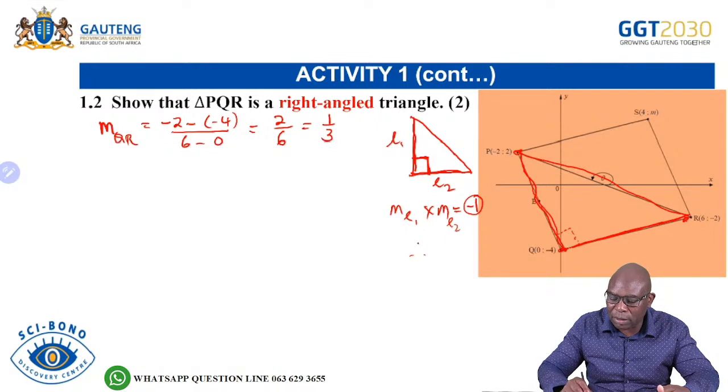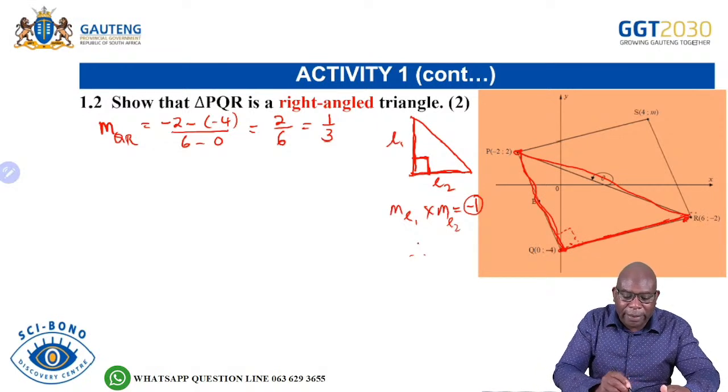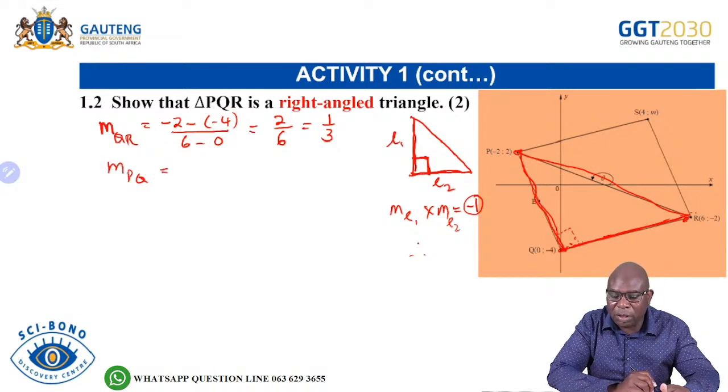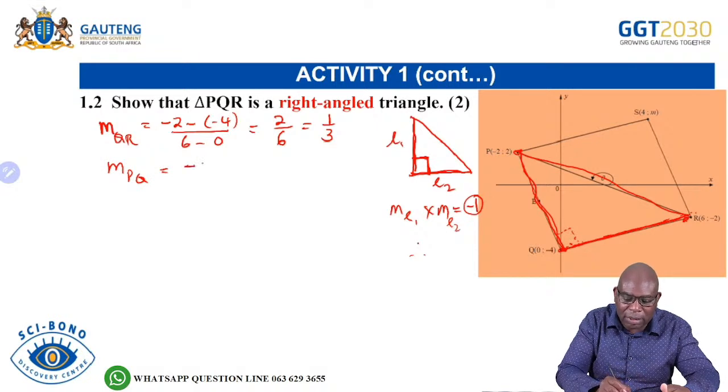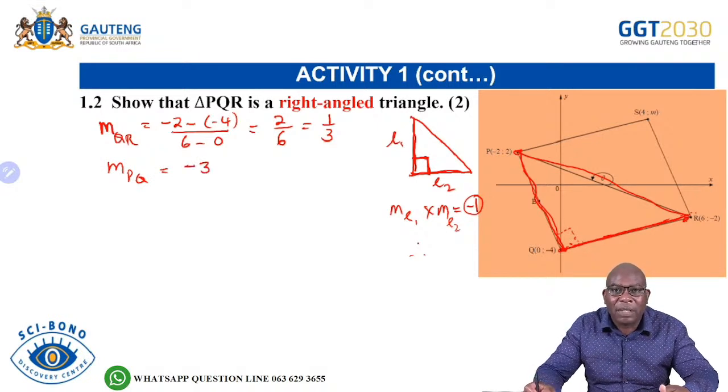How do I know that? It's a positive gradient. Can you see? It's increasing, increasing, increasing. So it's a positive gradient. So I know I am right. Now I already know the gradient of PQ because I got it the last time. So do you still remember the gradient of PQ? It was -3 in the previous slides.